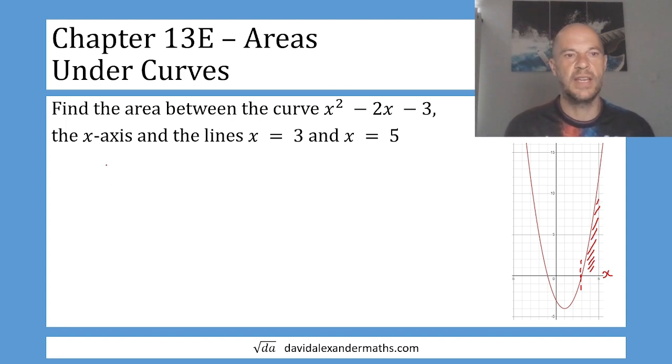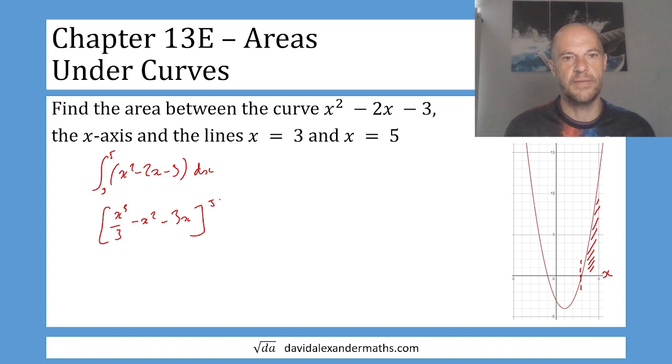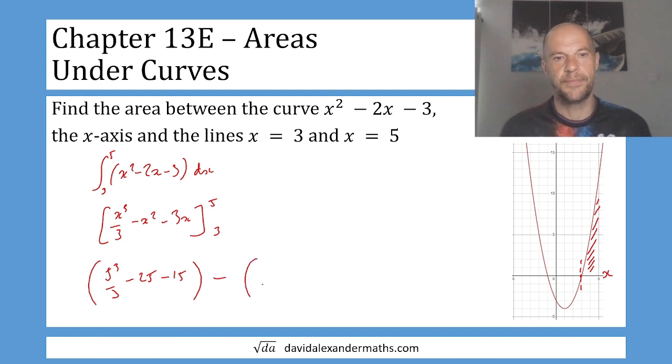So again, what we need to do is integrate x squared minus 2x minus 3 with respect to x, upper limit 5, lower limit 3. So let's integrate this. That's x cubed over 3 minus 2x squared over 2, so minus x squared, minus 3x, and that is between the limits of 5 and 3. So that is 5 cubed over 3 minus 5 squared, which is 25, minus 3x, so minus 15, take away 3 cubed over 3, which is the same as 3 squared, so 9, minus 3 squared, which is 9, minus 3 times 3, which is 9, so that is minus 9, so plus 9.